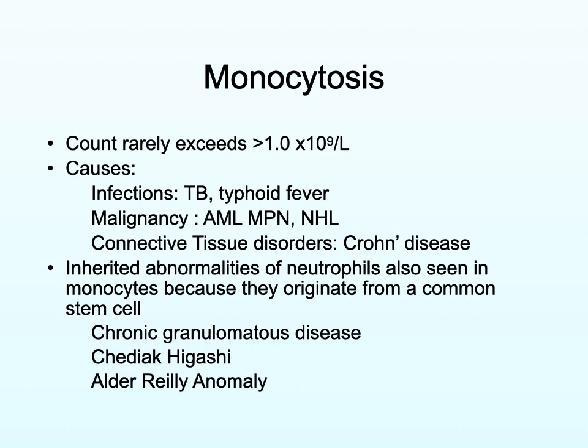Monocytosis. The causes of monocytosis include infections, as in TB and typhoid fever, malignancies such as acute myeloid leukemia, myeloproliferative neoplasms, and non-Hodgkin's lymphoma, and connective tissue disorders such as Crohn's disease. Inherited abnormalities of neutrophils are also seen in monocytes because they originate from a common stem cell. So you can see in monocytosis, chronic granulomatous disease, Chediak-Higashi, and Alder-Reilly anomaly.